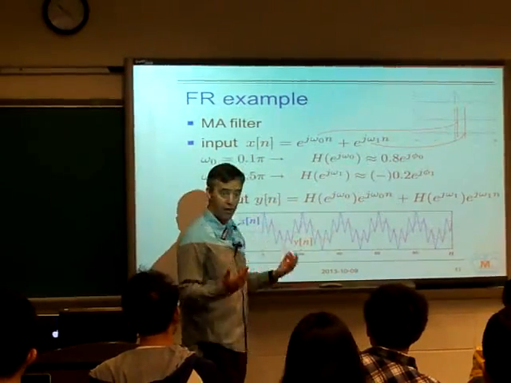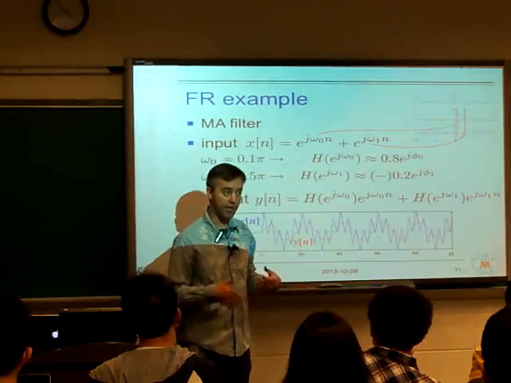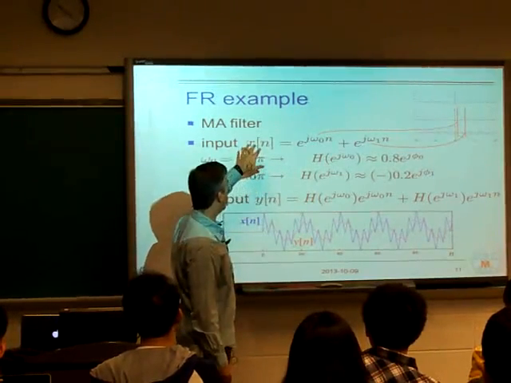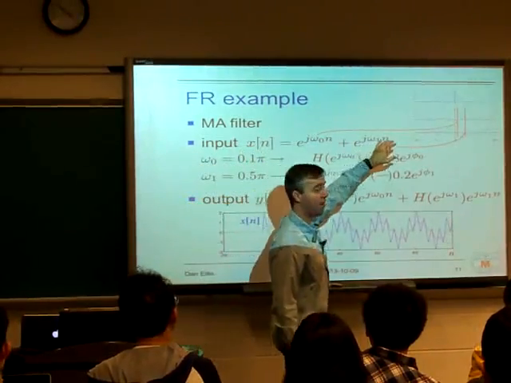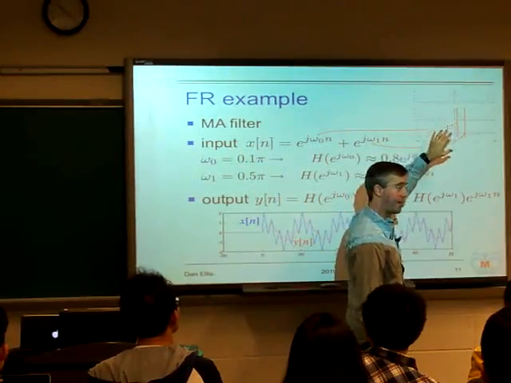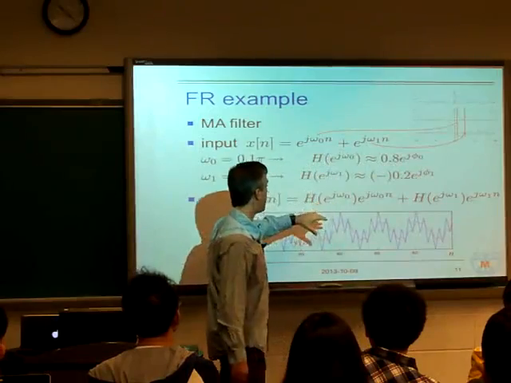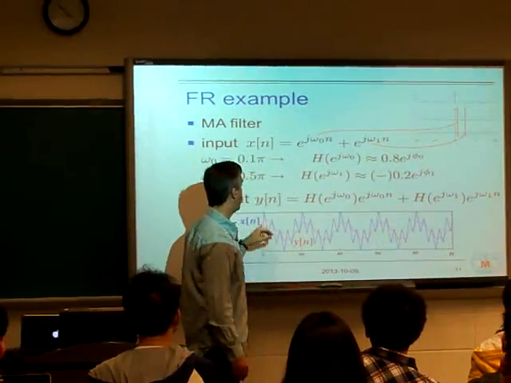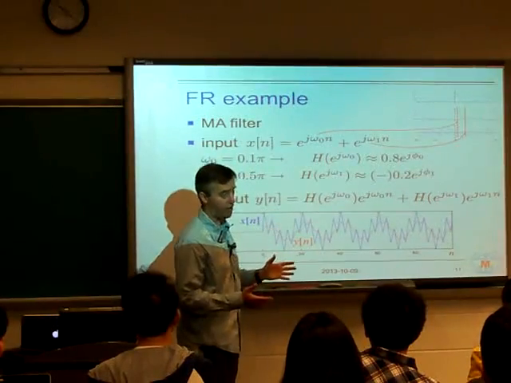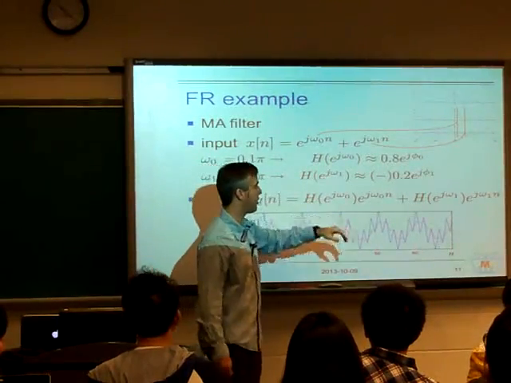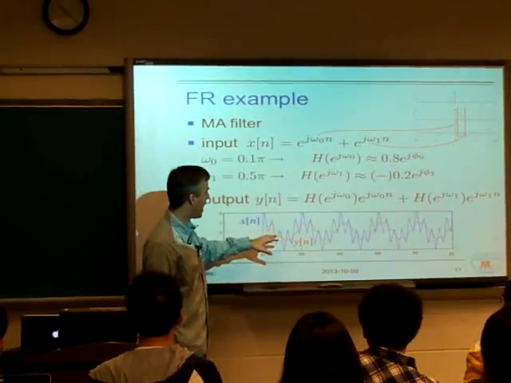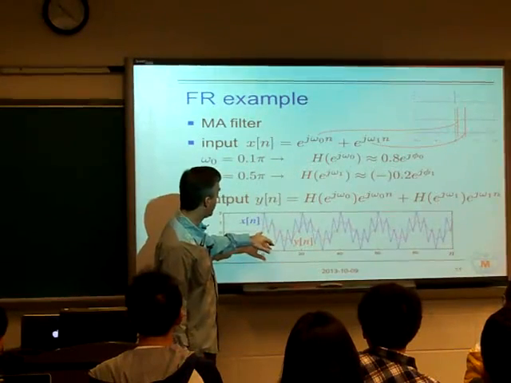And so what the frequency response idea is telling us is that, if this is the input, and this describes the magnitude and phase response of the system, then the output will just be these two sinusoids with their magnitudes and phases modified. And so we don't have to actually do the convolution. We can just write them down like this. And so here's the actual result.